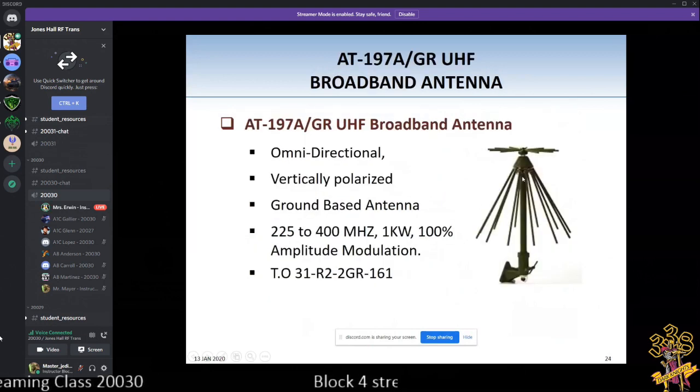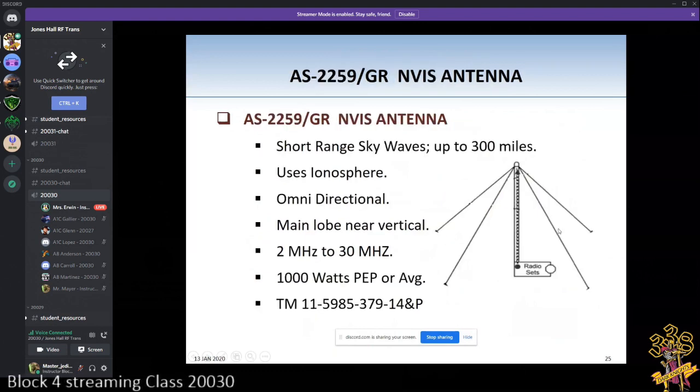This is the 197A UHF antenna. It is omnidirectional and is vertically polarized. You can see these elements coming off are more vertical. It is a ground-based antenna operating in the range of 225 to 400 megahertz. And you do have a little TO, and in that TO is where we got the safety information.